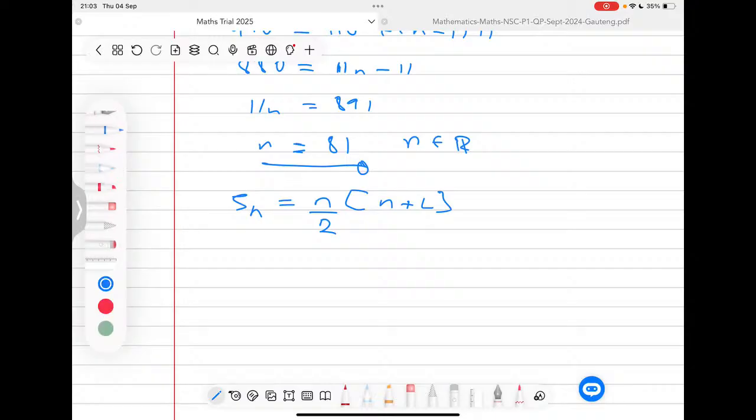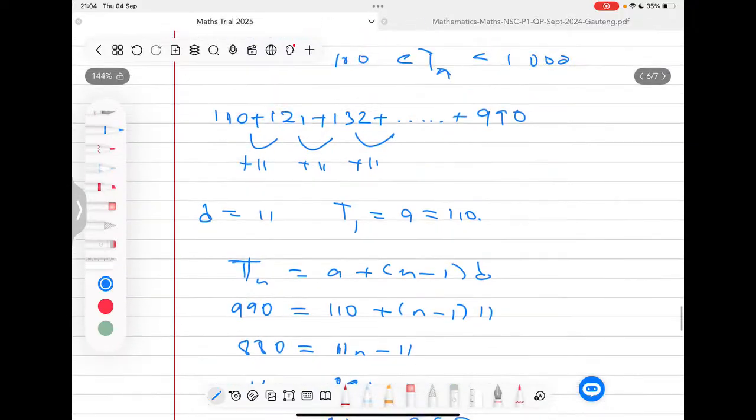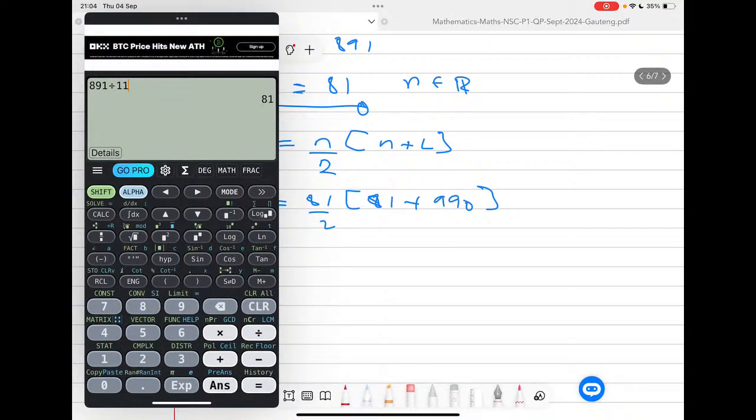Now, from here, this question becomes a simple substitution problem, where we are now looking for the sum of 81 terms, because we know that we have 81 terms in this series, which will then give me 81 over 2, and here I'm going to have 81, just to write that properly, 81 plus the last term is 990. All right, the last term is 990. Then I can punch the whole thing in a calculator to find my answer. So here we're going to have 81 over 2, 81 plus 990.